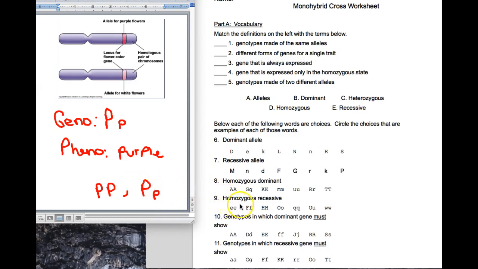So here, homozygous, you're going to look for things that are going to be the same. So if it's homozygous dominant, you're going to look for two capital letters. If it's homozygous recessive, you're going to look for two smaller letters. And the next two I'll have you think about. But let's work on setting up some Punnett squares in the next page.